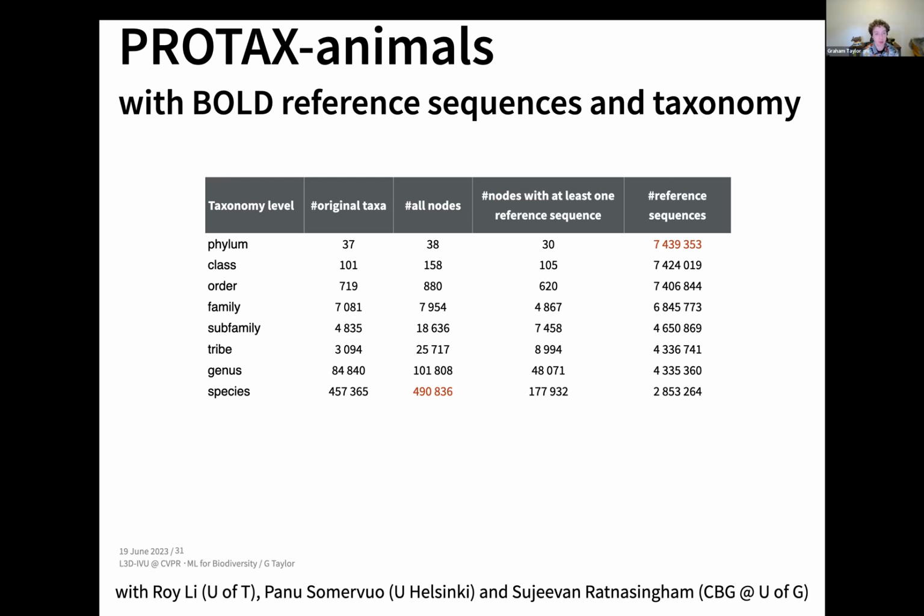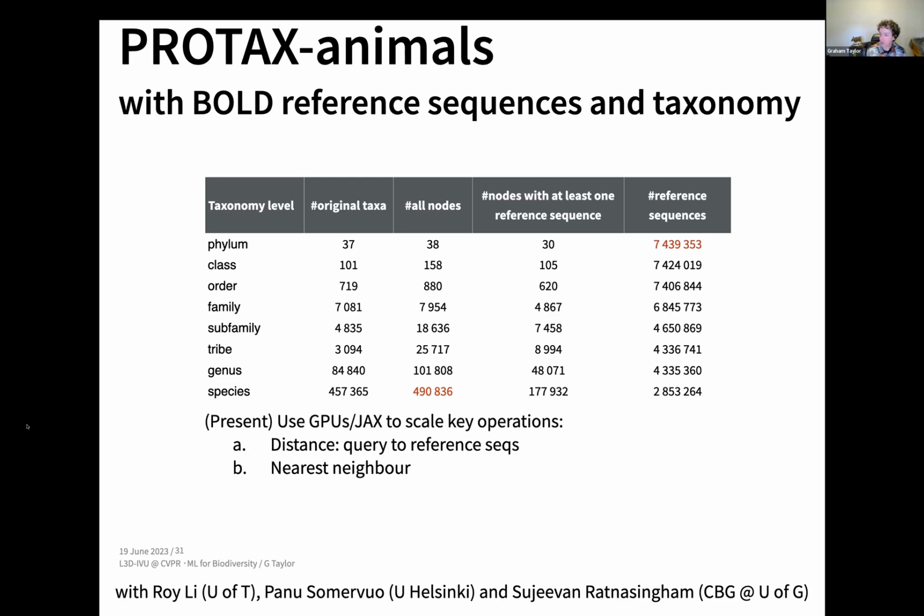So if we compare this to standard classification, if we consider a total of 490,836 classes at the finest granularity, 7.4 million are very noisy samples, many of which are very weakly labeled. So you'll see the number of reference sequences dropping considerably. And so we've developed a scalable version of this PROTAX that can leverage the global Barcode of Life Data System, which has several specimens with barcodes as a reference database. And our implementation right now is running in real time on a single GPU.